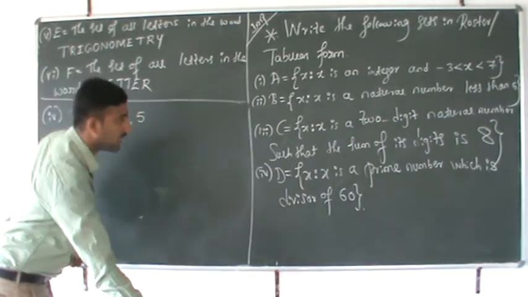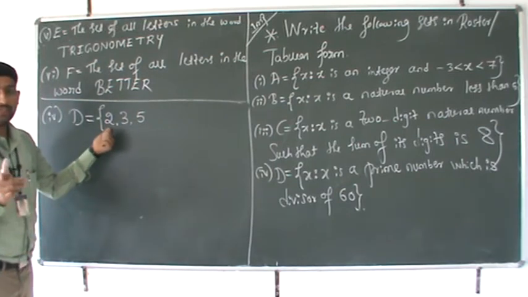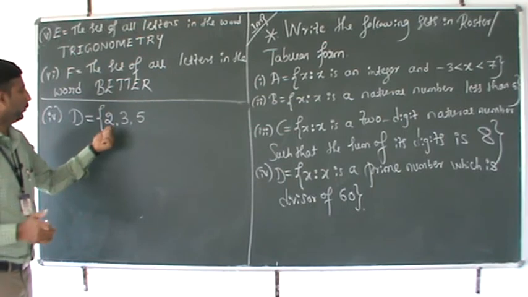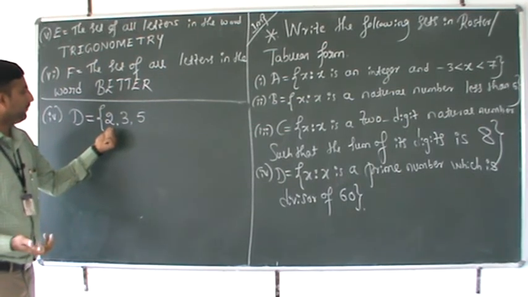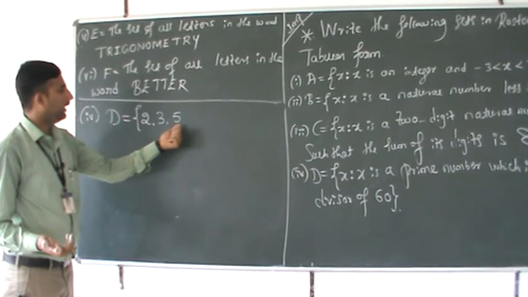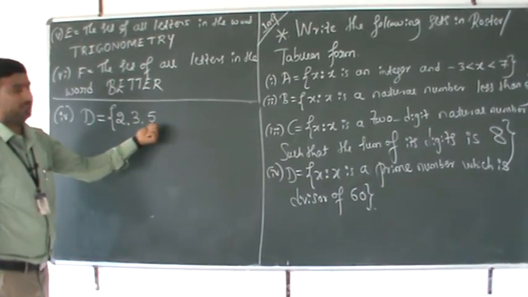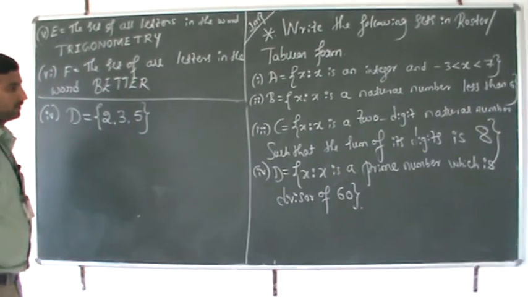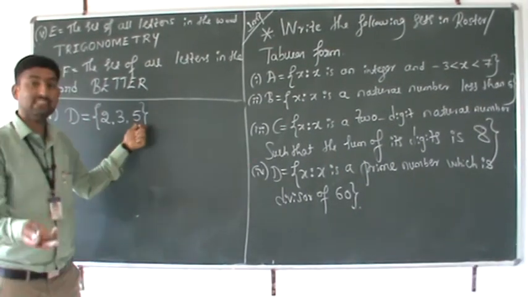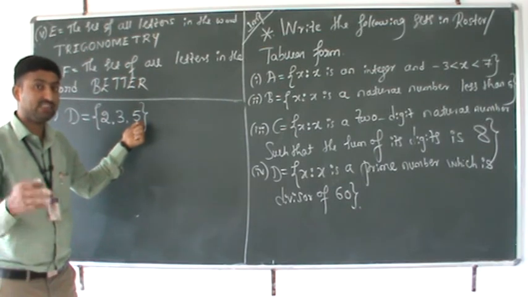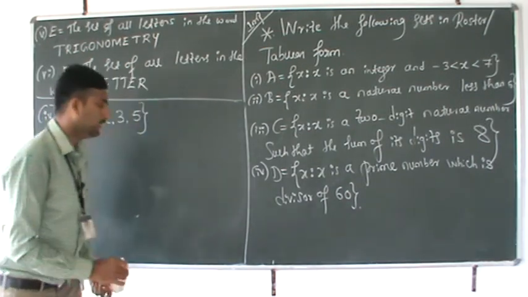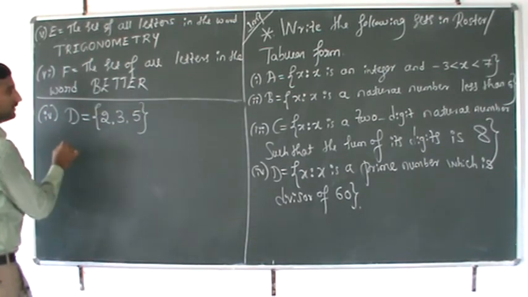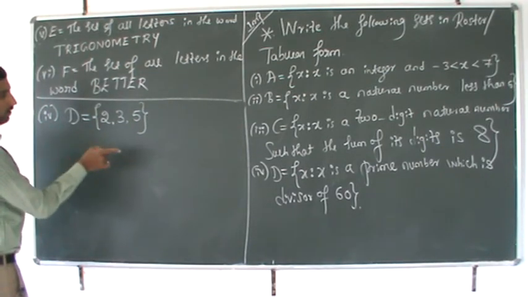the prime numbers which are divisors of 60 are, you cannot consider 1, because 1 is not a prime number. Your numbers start from 2. 2 is a divisor of 60. 3 is a divisor of 60. And 5 is a divisor of 60. 2, 3, 5. Only 3 numbers are enough. Correct? 6 also divides 60, but 6 is not a prime number. Therefore, you can take only 3 values, which are the answer for question number 4.